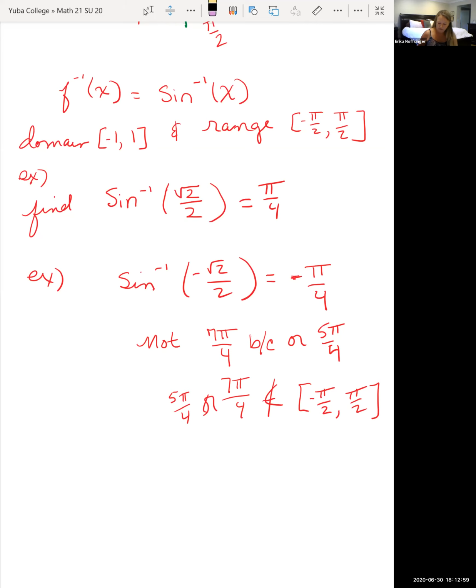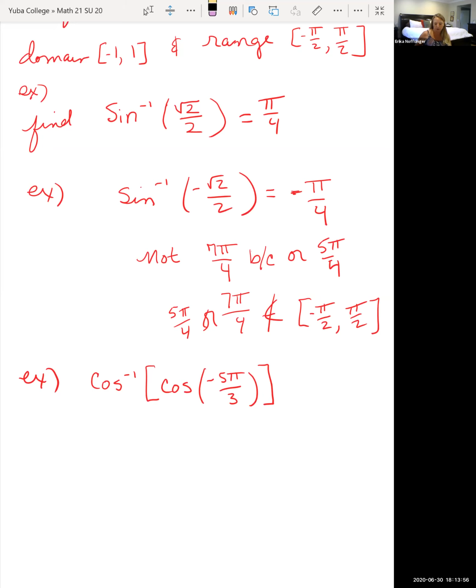Okay, so a lot of times when we take a function and its inverse, they cancel each other out and they just give us that angle. And we're going to use that later on in this chapter to solve for variables. We're going to take inverses of our trig on both sides so that we can get rid of the trig function and get what our angle is. Here, though, we need to be careful because cosine inverse of negative 5 pi thirds is not going to work because it's not in our domain.